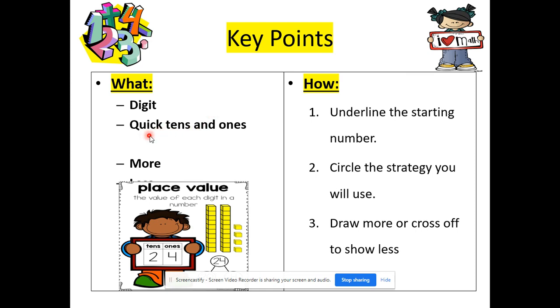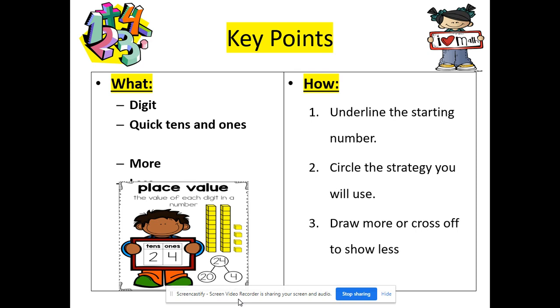We also are going to learn what quick tens and ones are if you don't already know, which is just a quick drawing for our tens and ones. And we also need to know what more is or less. Remember, more means you're adding more to your picture, and less means you're taking away from your picture. This all still goes to review what we've been reviewing, which is place value, the value of each digit in a number. How are we going to be successful today?